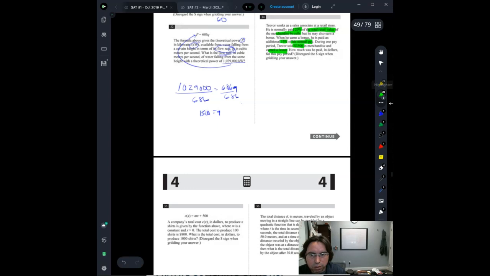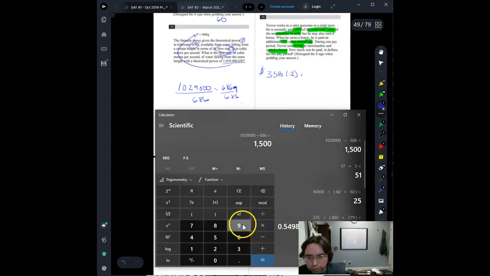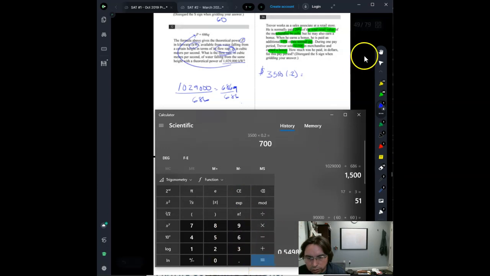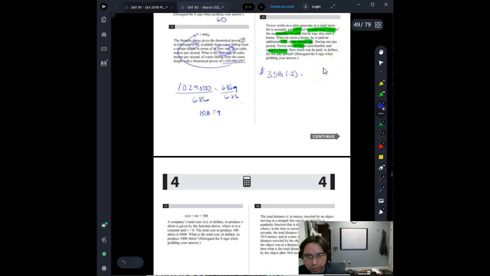Okay, so here we know he sold $3,500 and he makes 20% of that, right? So if he has $3,500 times the 20% that he normally makes off of that, that's just going to be 0.2. So that's going to give us 3,500 times 0.2, which gives us $700. So he made $700 off that.